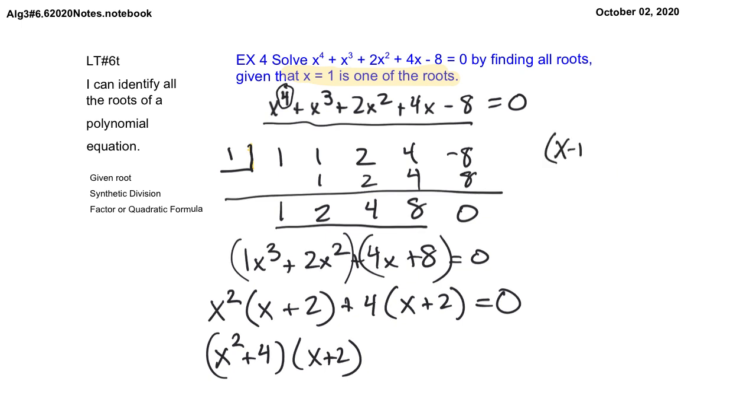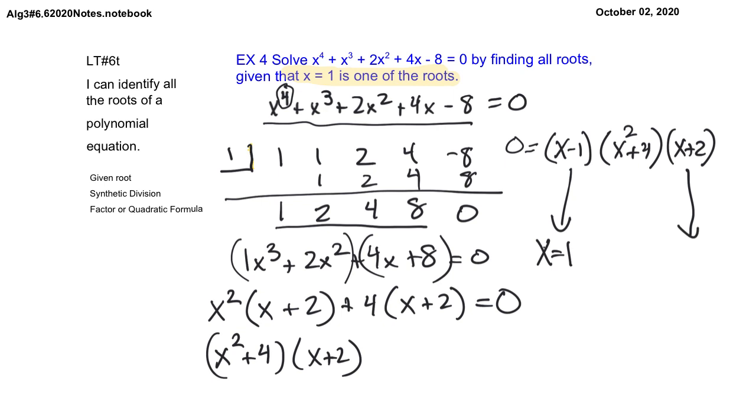I was given x minus 1. I have found 2 more factors that are going to help me find when it's equal to 0. Well, x minus 1, I already knew, gives me an answer of 1. x plus 2 gives me an answer of -2.